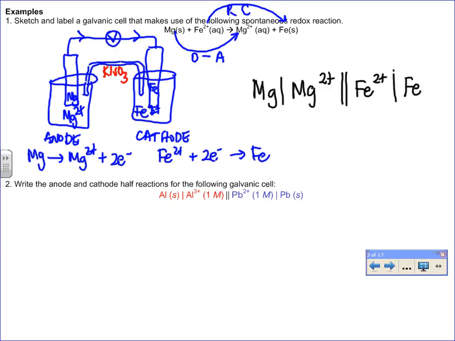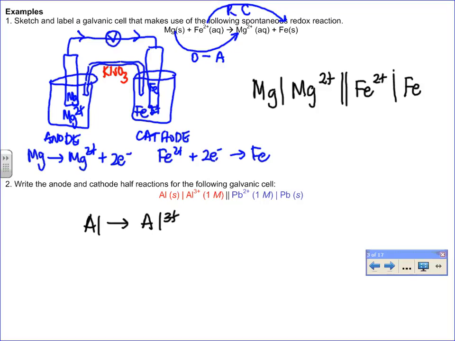Okay, in question 2, it says to write the anode and cathode half reactions for the galvanic cell. And we'll also write the overall cell reaction for this. So the nice thing about the way that these are written, like I said before, is that we can see right away what the reactions are.